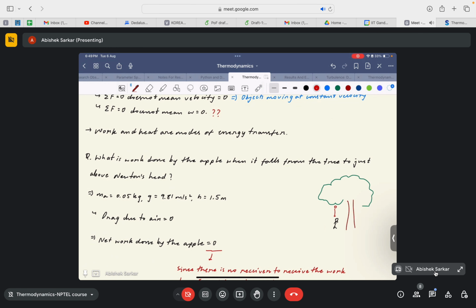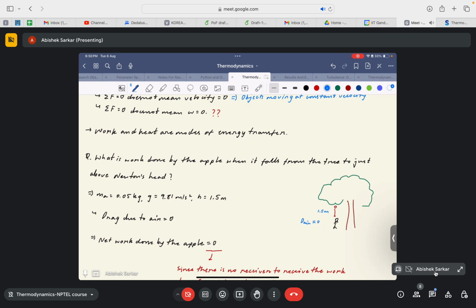But in the current case, we are interested in what the work done by the apple is while falling from a height of, say, 1.5 meters, just before reaching Newton's head. In this case, the apple is not colliding with Sir Isaac Newton's head, but just before reaching it, what is the work done by the apple, given that the drag force due to air is almost equal to 0?